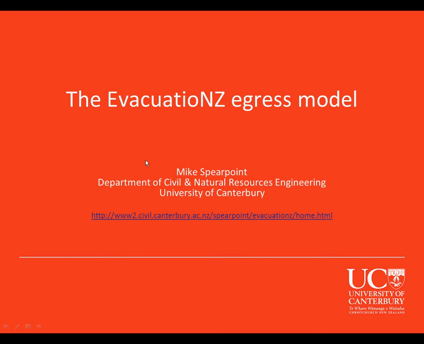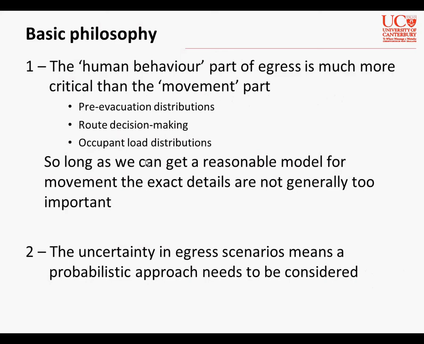In this presentation, we will discuss the basic philosophy behind the evacuations egress model, and we will look at how the model can be set up and some of the output that can be generated. The basic philosophy behind the model is that the human behaviour part of egress is much more important than the movement part. Here we're particularly interested in pre-evacuation or pre-movement distributions, the route decision making of occupants, and occupant load distributions, where we're interested in the number of people in the building and where those people are then distributed.